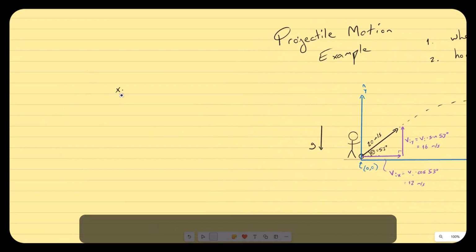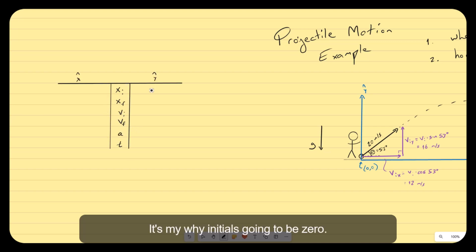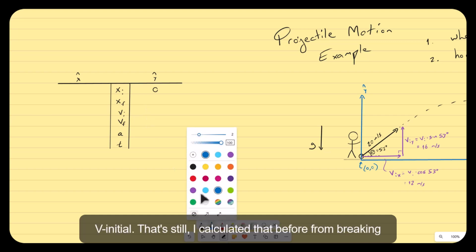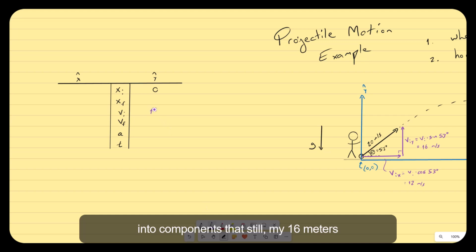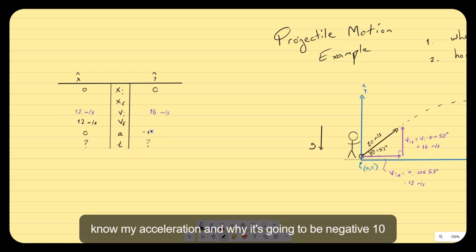So I'm going to make a new table. Let's see. My y initial is going to be 0. V initial, I calculated that before from breaking into components, that's still my 16 meters per second. V initial in x is going to be 12 meters per second. X initial is going to be 0. I know that's still 12 meters per second. I don't know the time. Kind of. I know my acceleration in y is going to be negative 10 meters per second squared. I don't know x or y final, but that's the thing that I'm looking for.